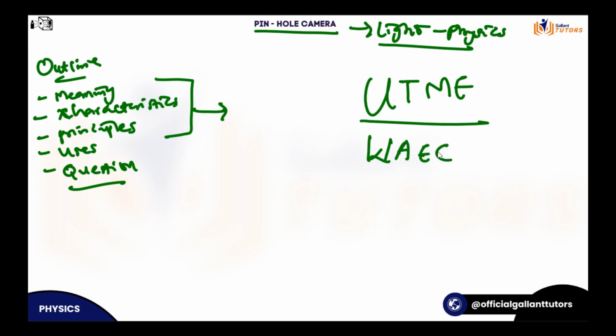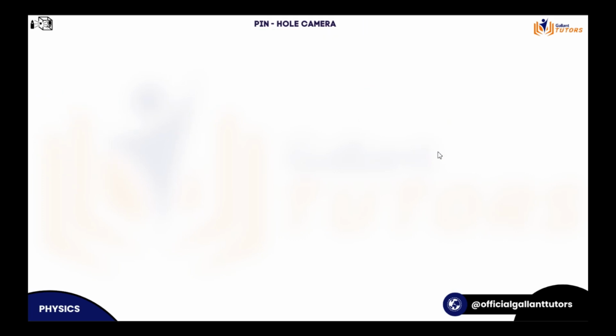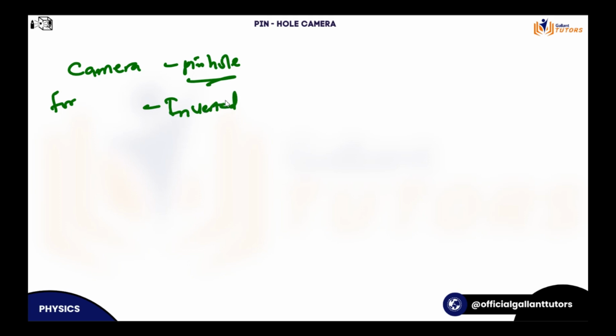Let's start. What do you understand by pinhole camera? First off, it is a camera. It's simply a camera with a pinhole. Funny, right? But that's it. Formally, a pinhole camera is a simple low-tech camera that uses a tiny aperture, known as a pinhole, to project an inverted image onto a surface inside the camera.